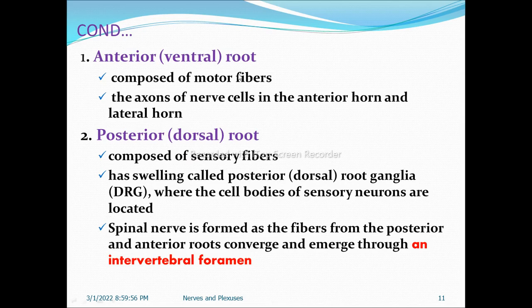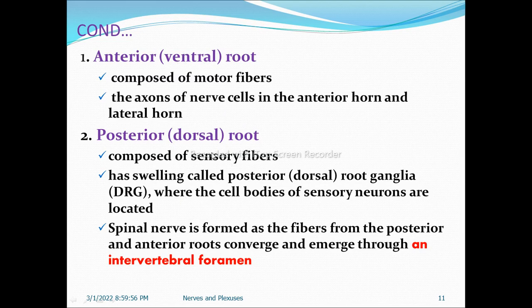This root can be the ventral root and the dorsal root. The ventral root is composed of motor fibers, and it is composed of axons of nerve cells in the anterior horn and lateral horn. So axons of the lateral horn plus the anterior horn will give us motor fibers. The anterior horn is made up of somatic motor, whereas the lateral horn is made up of visceral motor. These two motors are considered as the ventral root, and the posterior or dorsal root is composed of sensory fibers.